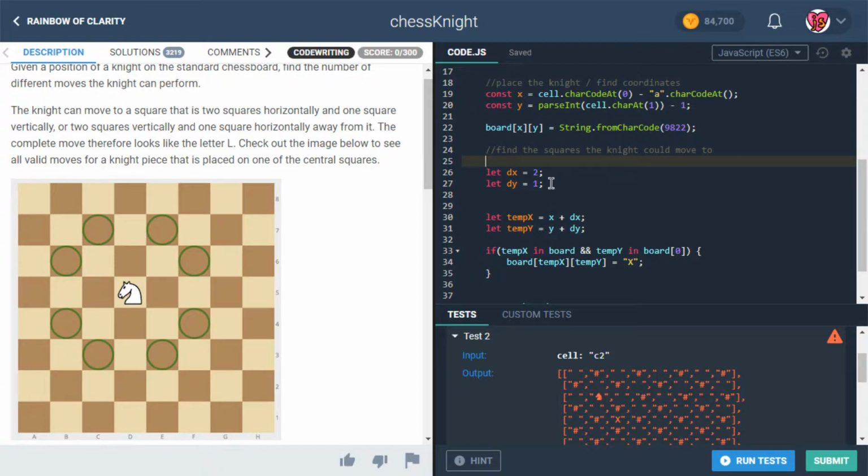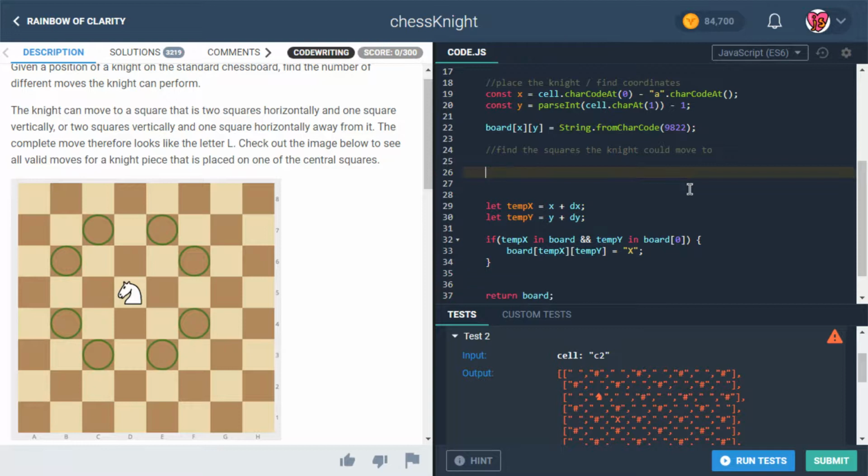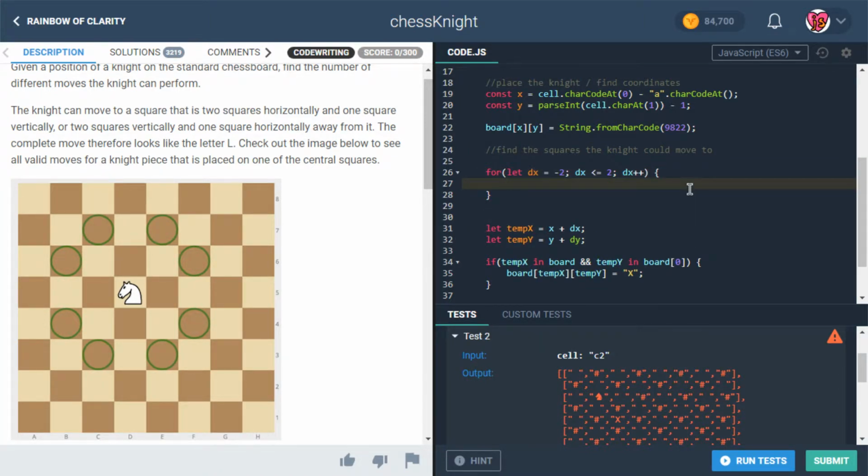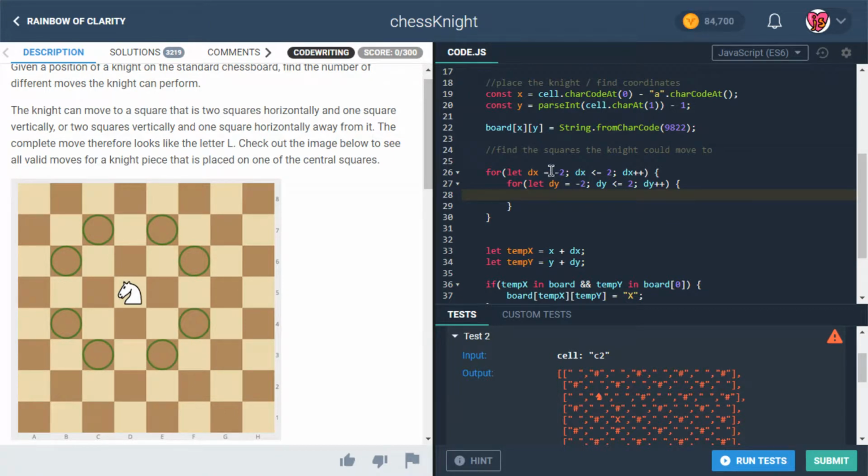So what I'm going to do for this is a bit different. I'm going to do loops, two nested loops. I'm going to say for let dx be assigned the value of negative 2, dx is less than or equal to 2, dx plus plus. So basically it's going all the way from negative 2 up, and dy is going to do the same. It's going to go from negative 2 to positive 2.